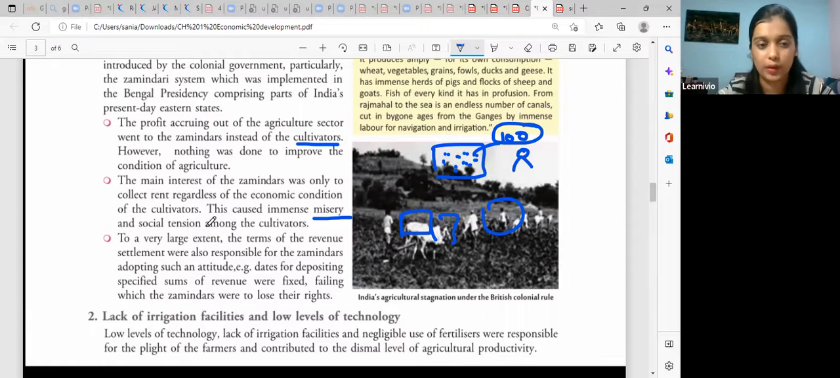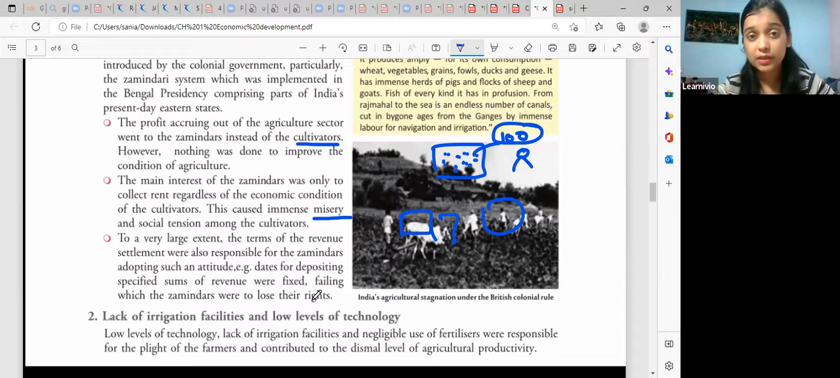Okay. Now, last point. To a very large extent, the term of revenue settlement was responsible for the zamindar adopting such an attitude. For example, dates of deposition and specified sums of revenue were fixed, failing which the zamindar would lose their rights. Now, basically, what happened was the attitude of the zamindar. Their attitude was basically, for example, you people are working, right?